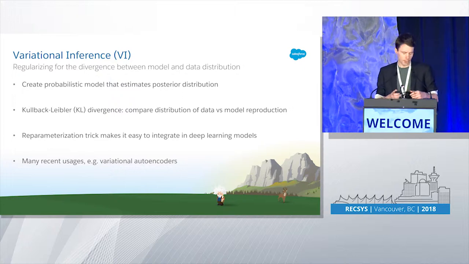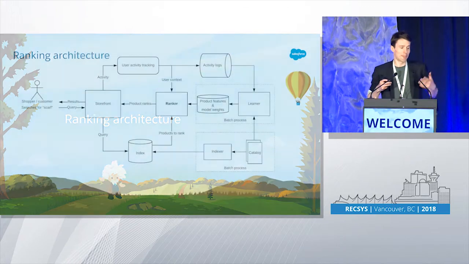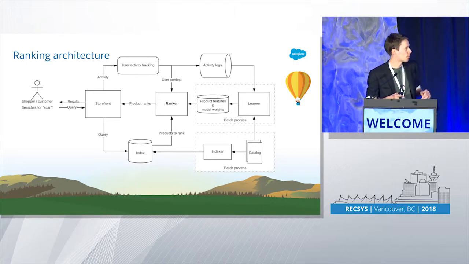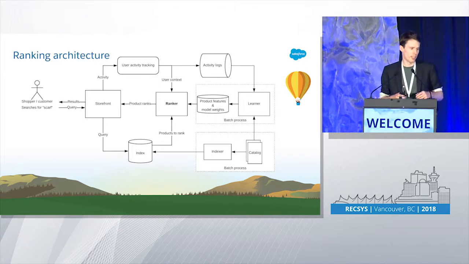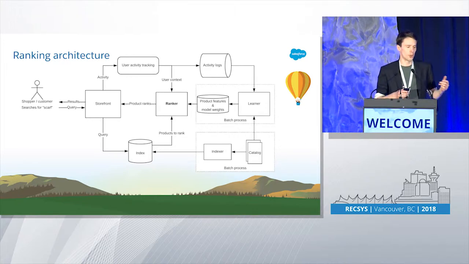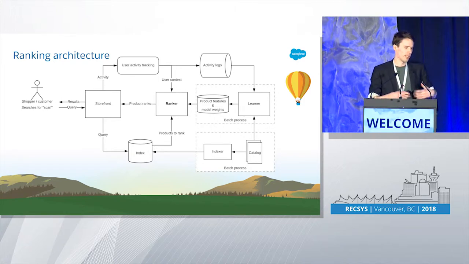But before I go into it, I'll give you a sense of what our ranking architecture looks like. This is a very basic system that you are probably most familiar with, but I'm just going to briefly talk you through the different boxes. On the left, we start with the customer. They interact with the system, so they will query for something they're interested in on the storefront. We go to the top first, and there's user activity. We have that whole tracking mechanism, and that's then fed into our ranker as the user context. If we follow further along the top, we of course store all that data in our activity logs, and that's then fed into our learner, where, in a batch process, we learn product features and model weights.